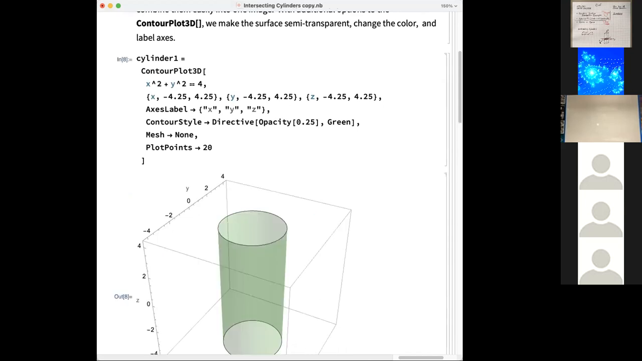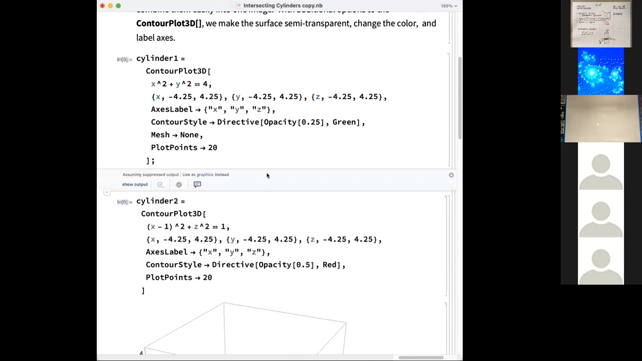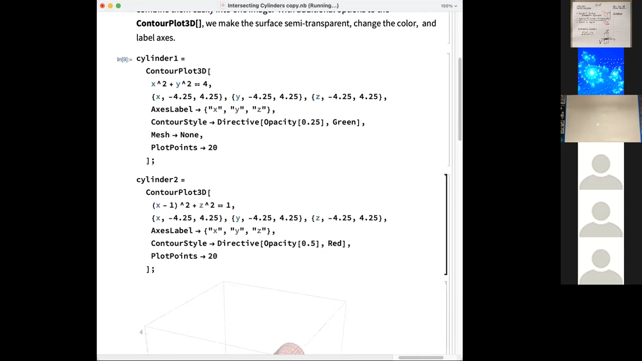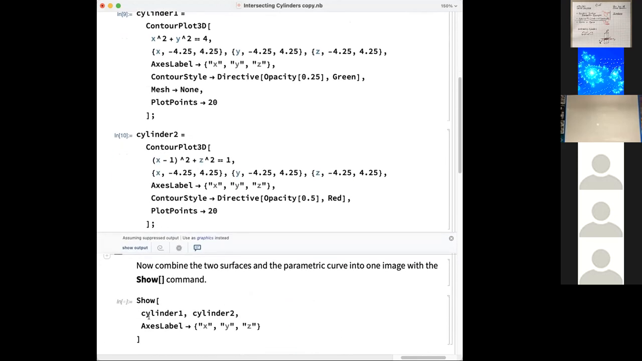Another way to suppress output in Mathematica is to use a semicolon at the end of a line. If you use the semicolon at the end of a line, Mathematica does what you ask it to, but it suppresses the output. So in both these cases, I didn't need the output. Why do I not need the output? Because I'm going to combine them right now with the show command.